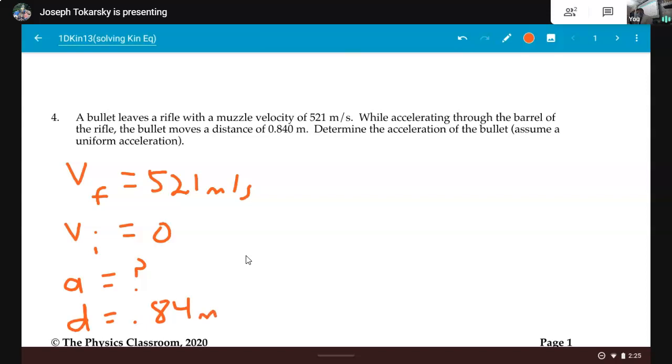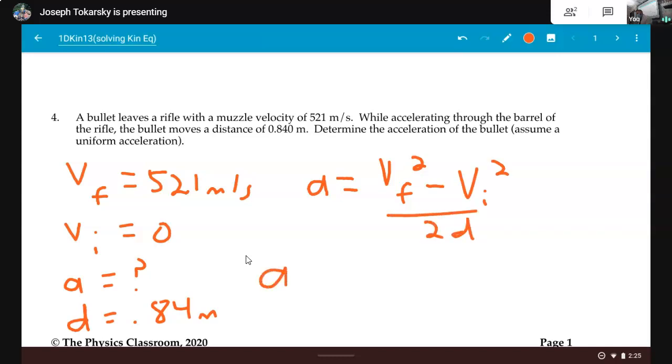All right, so VI, VF, A, and D. In other words, the one that doesn't have T is the equation we use. That would be equation 3, and we need to find it solved for A. So we go down the column for equation 3, and we should find this formula that we rearranged the other day: VF squared minus VI squared over 2D.